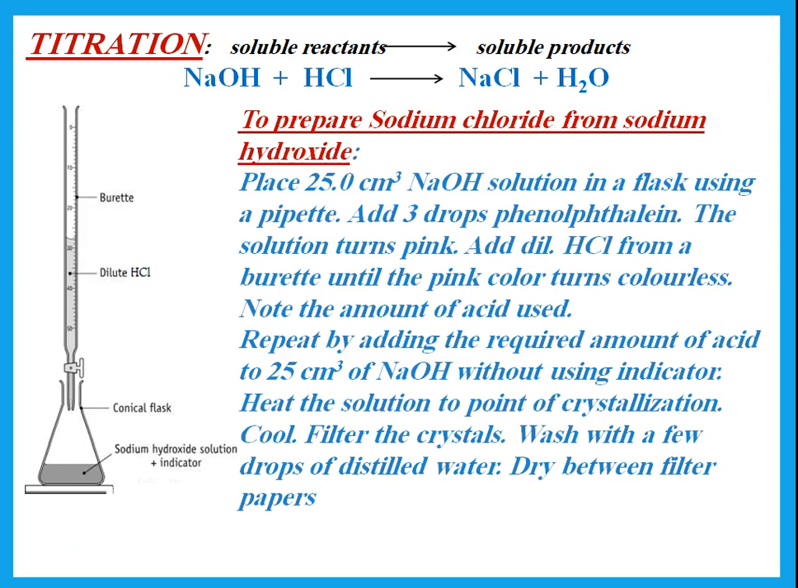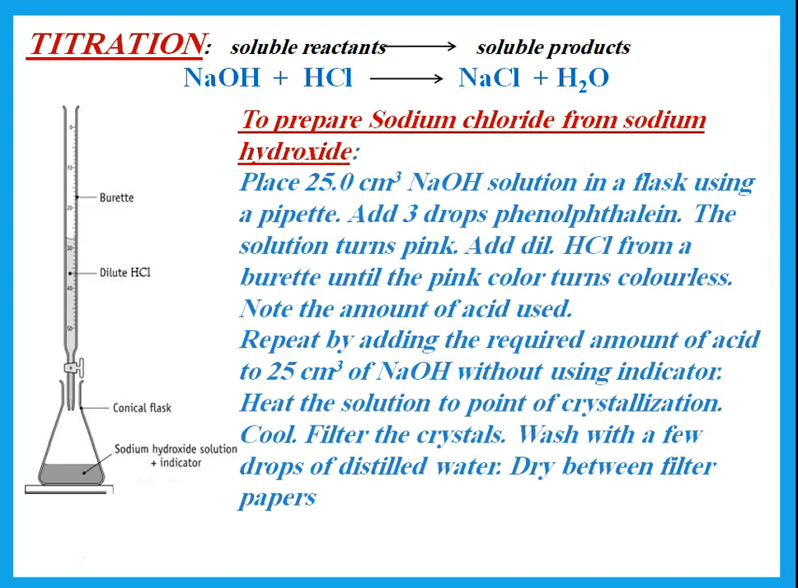Now I'm going to throw away this flask because it has indicator in it. I don't want a solution that has indicator in it. And I'm going to repeat the reaction by adding the required amount of acid. So now I know that I need 27, so I'm just going to put 27 on the 25 centimeter cubed of sodium hydroxide without using indicator. So in that case, now I know that I have in my flask a solution of sodium chloride in water. How do I get pure dry crystals from that?